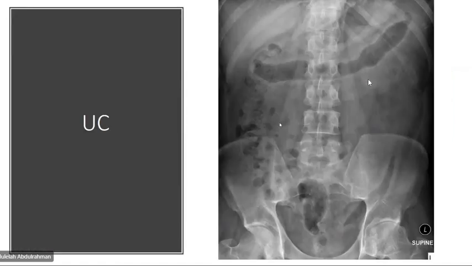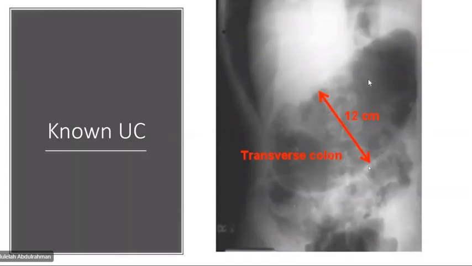Now, this is what we call loss of haustration, or haustra, in the transverse colon. It's seen usually in any cause of colitis, but mainly here in ulcerative colitis it is one of the features to be seen. We call it the lead pipe sign. And this is a megacolon, a transverse colon more than 5.5 to 6 centimeters. This is 12 centimeters. So this is megacolon.